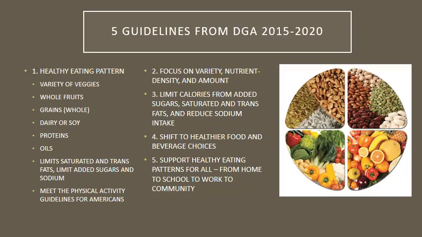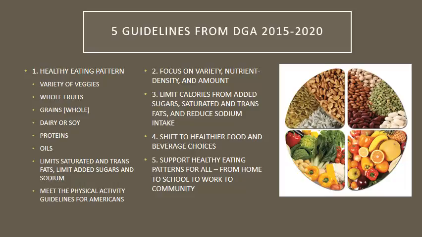So this version has 5 guidelines for nutrition and healthy eating, healthy living. The first one is this concept of healthy eating pattern. So a healthy eating pattern involves eating a variety of vegetables. A simple rule of thumb when thinking about eating a variety of vegetables is to eat from the rainbow. So eat vegetables from all colors of the rainbow. Eat whole fruits, eat grains, and particularly whole grains. Eat dairy or soy, eat proteins, eat oils. Limit your intake of saturated and trans fats. Limit your intake of added sugars and sodium. Also, meet the physical activity guidelines for Americans.